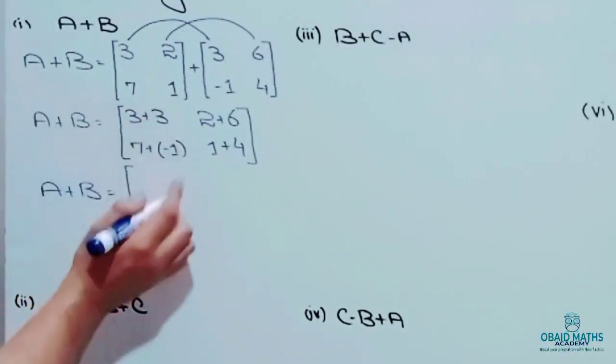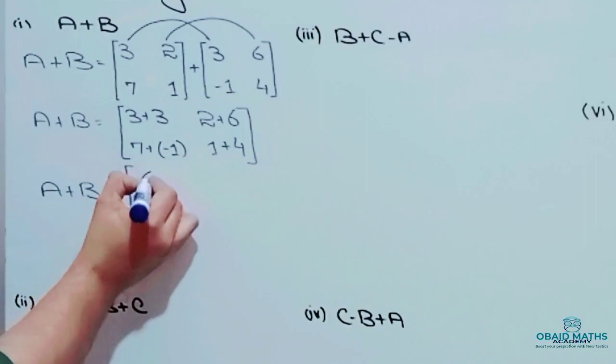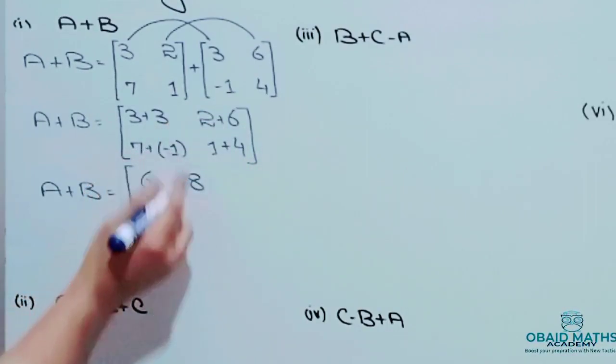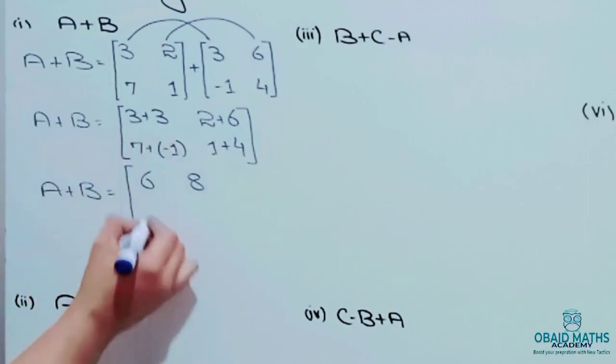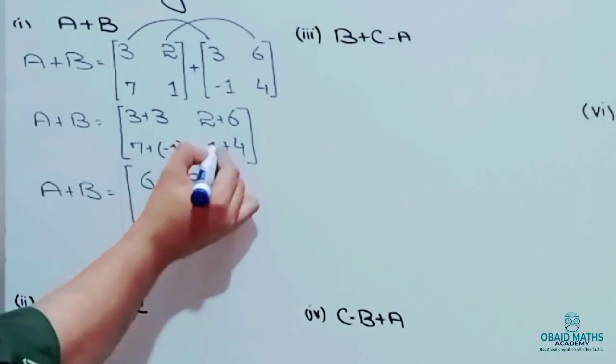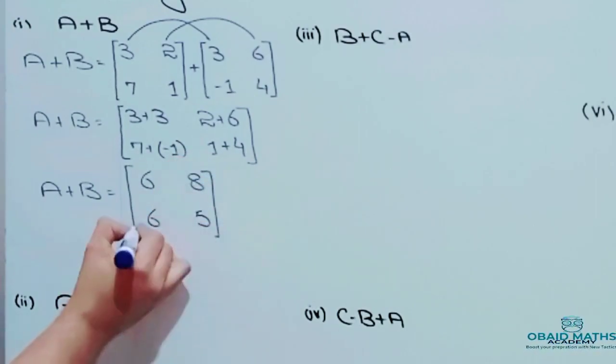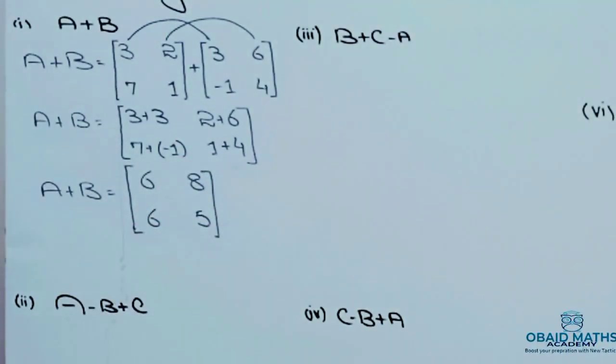Just like 3 plus 3, 6. 2 plus 6, 8. 7 minus 1, 6. 1 plus 4, 5. Okay, this is the answer of the first part.